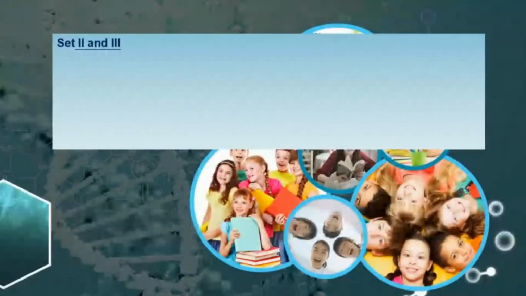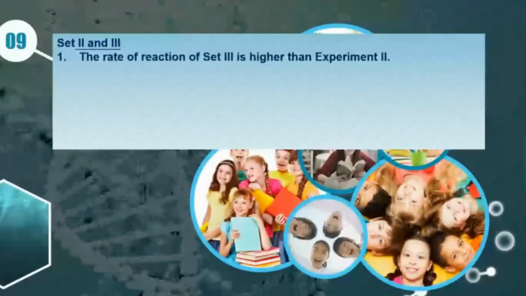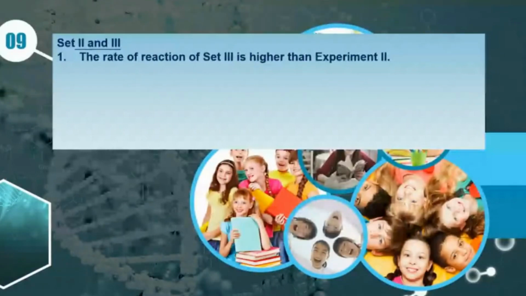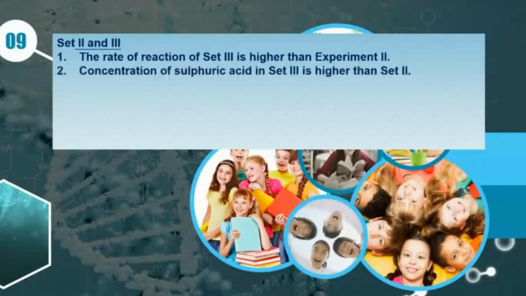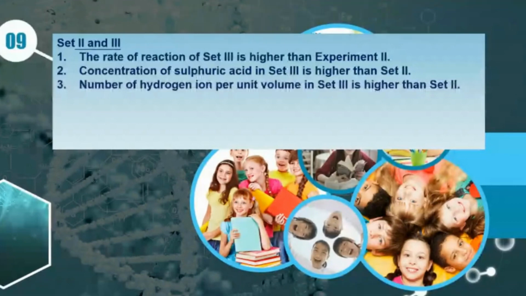Okay, now set 2 and set 3. The rate of reaction in set 3 is higher than set 2. Okay, why? The concentration of the sulfuric acid in set 3 is higher than set 2. If the concentration is higher, the number of hydrogen ions per unit volume, you have to mention these words, in set 3 is higher than set 2.